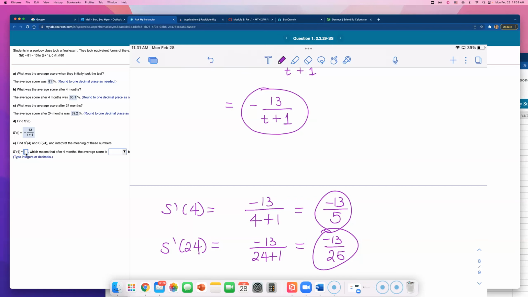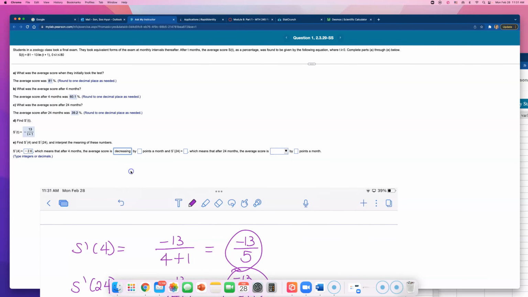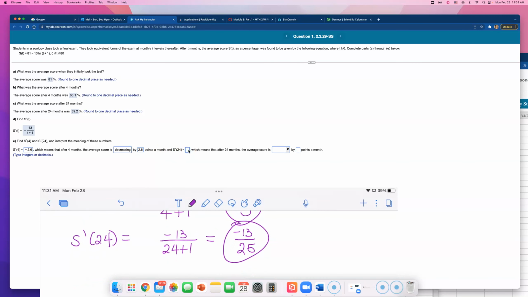Now, they wanted integer or decimal, so I'm going to have to put that fraction in decimal. Okay, what is negative 13 divided by 5? That comes out to be negative 2.6. Which means after 4 months, the average score is decreasing by 2.6 points a month. And S prime of 24, if I divide 13 by 25, because they want decimal, is negative 0.52.